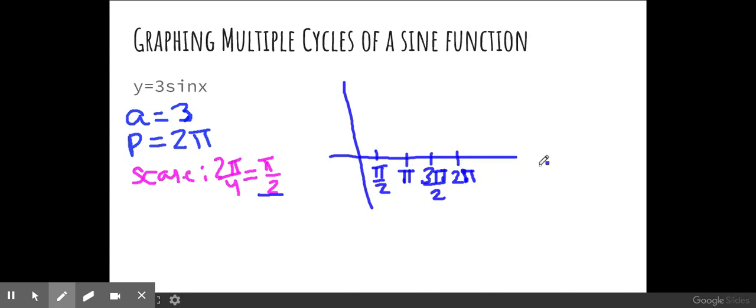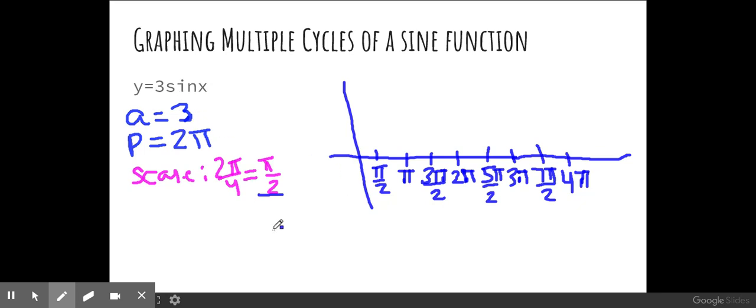If we want to graph another cycle, we need more points. So I'm actually going to extend this, and we're going to do 4 more. So 4 pi over 2, this becomes 5 pi over 2, 6 pi over 2 becomes 3 pi, then we have 7 pi over 2, and 8 pi over 2 becomes 4 pi.